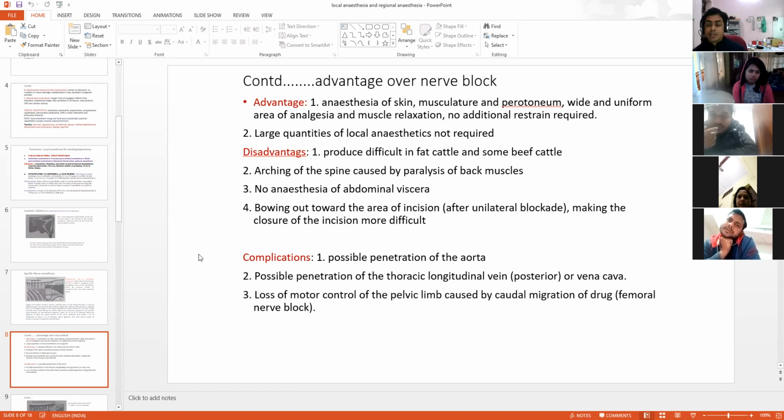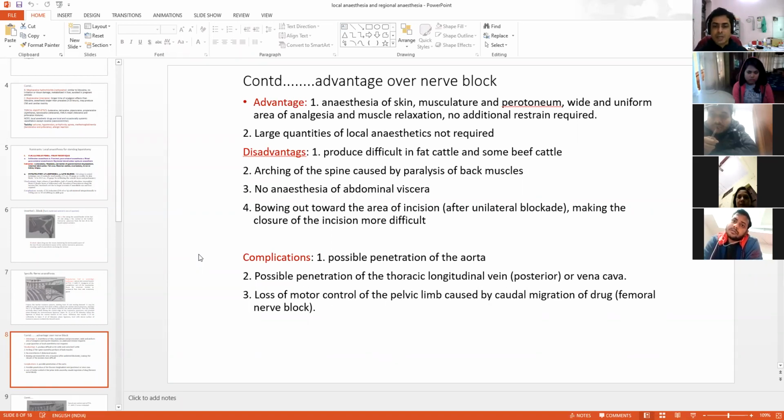Complications possible: penetration of the aorta. The aorta is passing just behind this, between this, below this transverse process. So sometimes there is a possibility that you are going to penetrate this aorta and bleeding is there. So precautions should be taken just to avoid this penetration of the aorta.